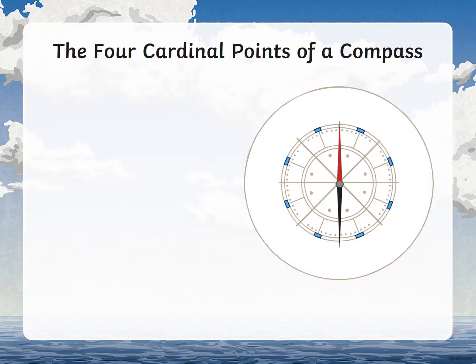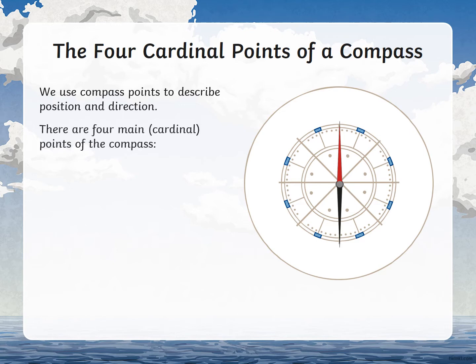The 4 cardinal points of a compass, which you probably know already, are also used to describe position and direction, in other words, where we get from one place to another. They are N for north, S for south, E for east. What's the last one? It's W for west.